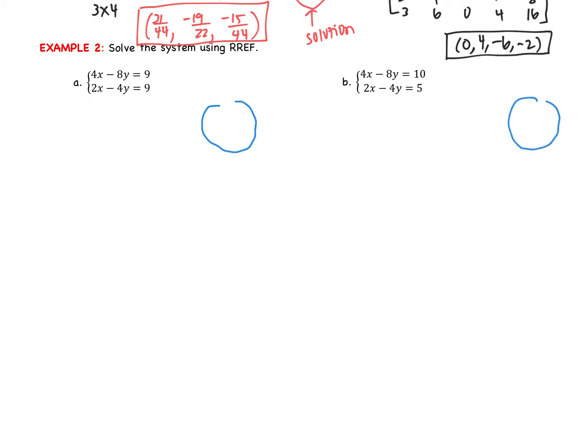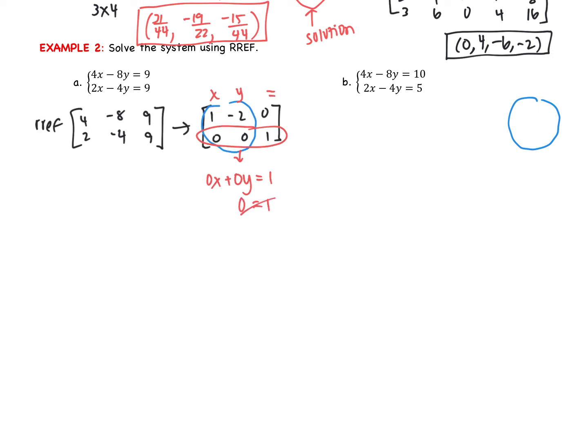Did you see that? Okay, here's how to read this. Again, this is X, this is Y. This is our answer. Anytime you don't see that identity matrix, what is most important is this last row. Here's what that last row says. 0x plus 0y equals 1. Does that make sense? No. 0x plus 0y, that's 0. 0 equals 1? That doesn't make sense. So what do you think that means about our system? No solution.